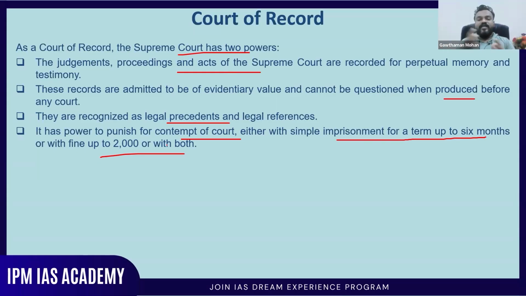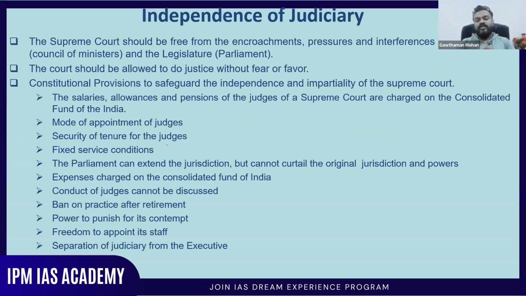Basically, the reason it is keeping all these judgments and proceedings as a reference is that in the upcoming cases, or the following cases that are going to happen all over the country, they can always have this as a reference. Okay, court of record. Then independence of judiciary. So what do you mean by this independence of judiciary? Basically, the exact meaning is that they are away from all kinds of pressures and they are independent to take decisions. They are free to take decisions.